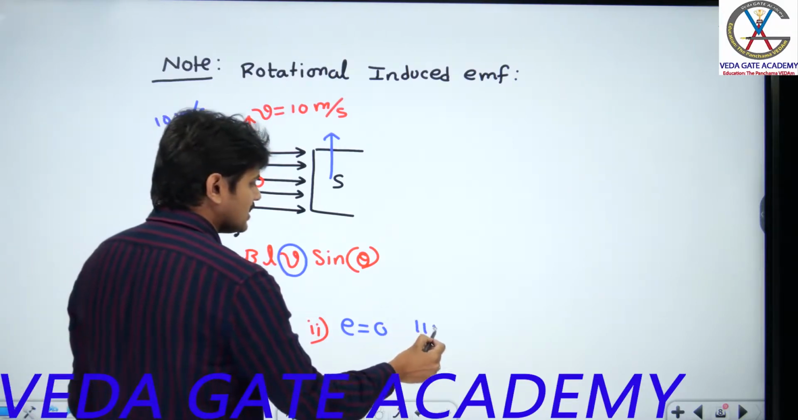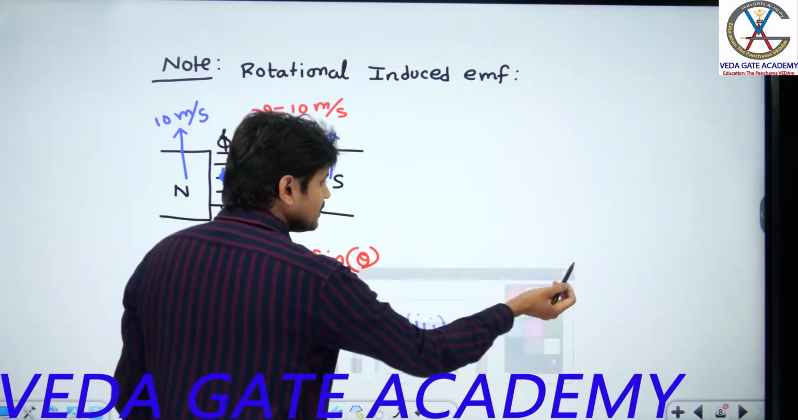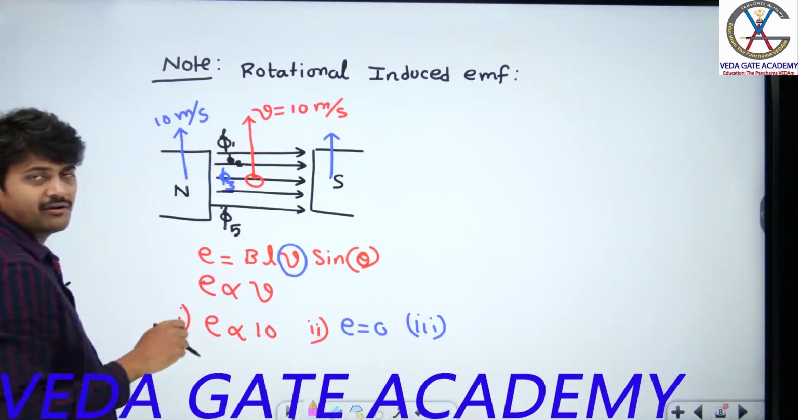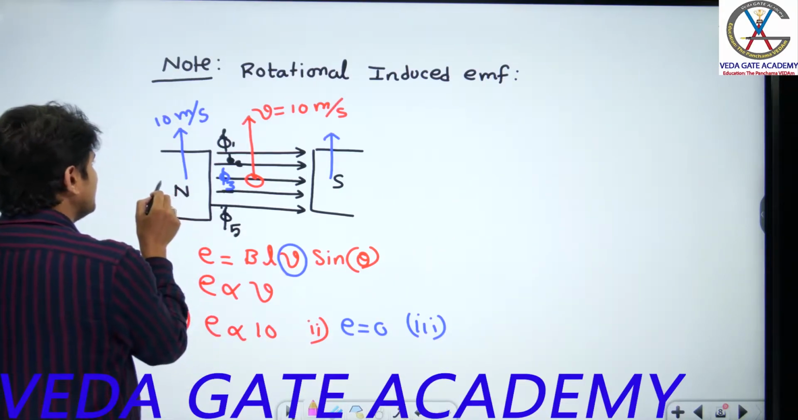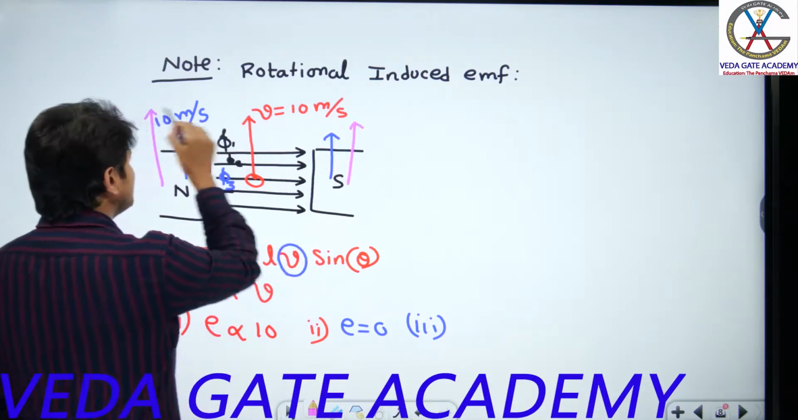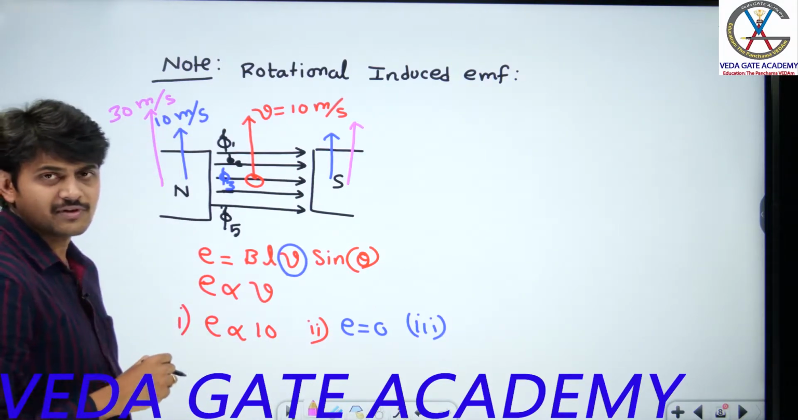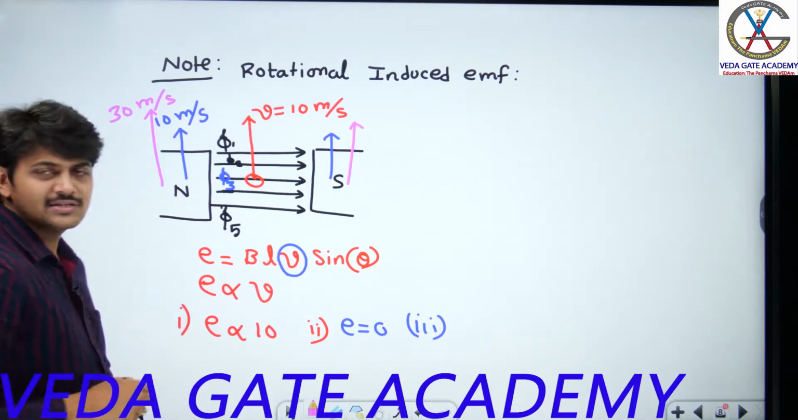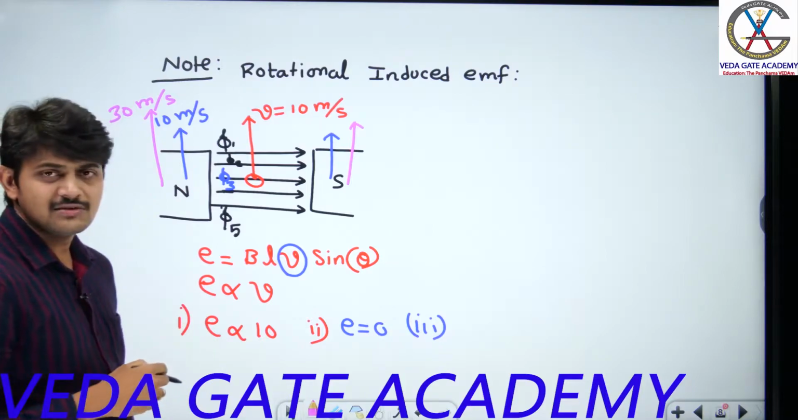That means, suppose I am considering one more case. Let me take one more case, case 3. Suppose here my conductor is moving in the upward direction with a velocity of 10 meters per second. Now I am assuming that my magnetic field is moving in the upward direction with a velocity of 30 meters per second. In that case, will I find any change in flux linkages? Of course, I will find a change in flux linkages. Yes or no? Right? I am able to identify the change in flux linkages.